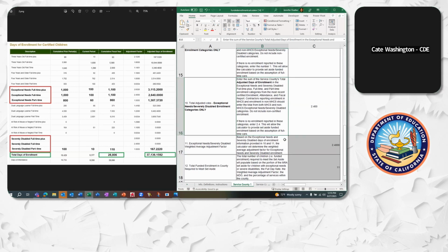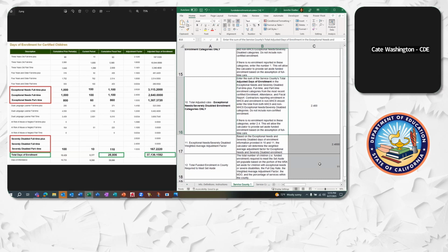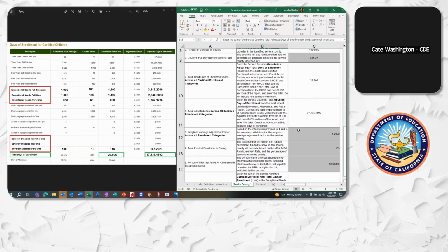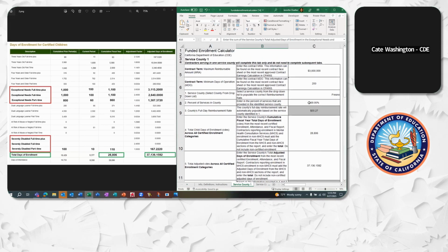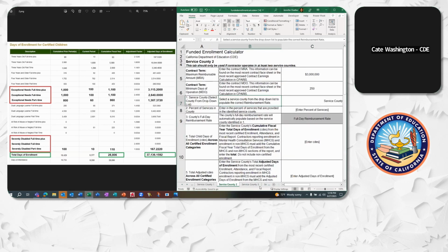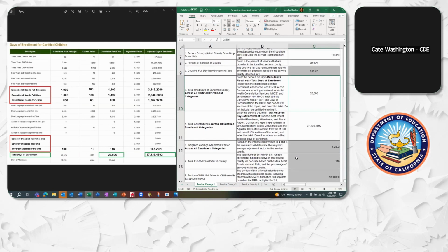Again, if you are an agency serving in only one service county, you can stop here. However, if you serve in more than one service county, you would need to continue on to the Service County 2 tab. So let's move through that example. First, let's update the percentage of services in the current tab we are in. Let's say the agency serves 70% of their contract in Fresno County and 30% in San Francisco. You can see how that change of percentage of services in this county also changed the funded enrollment.